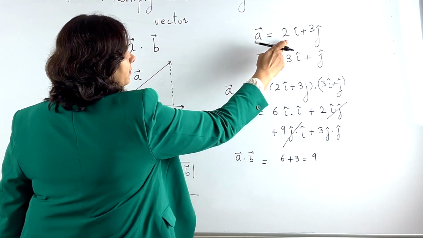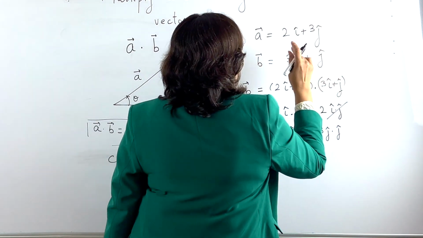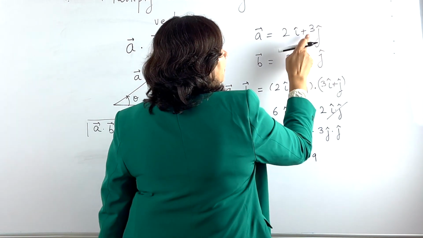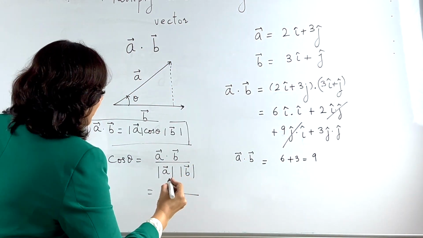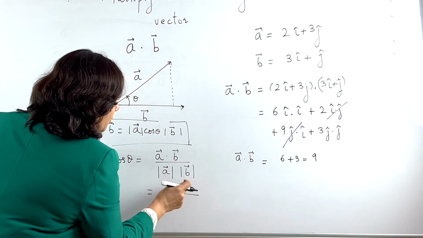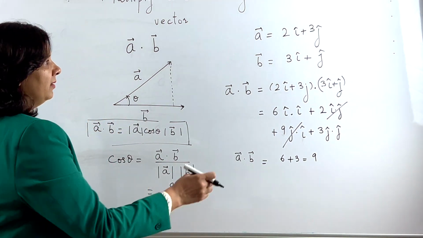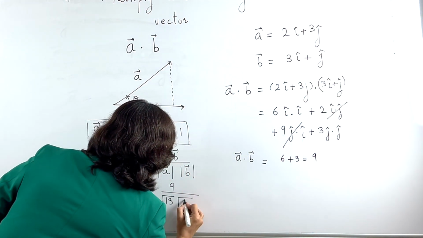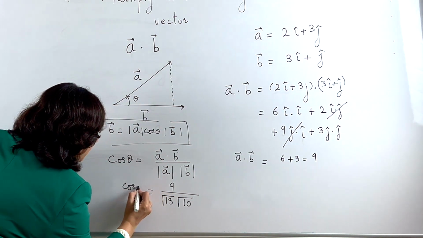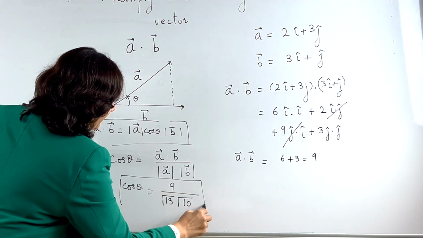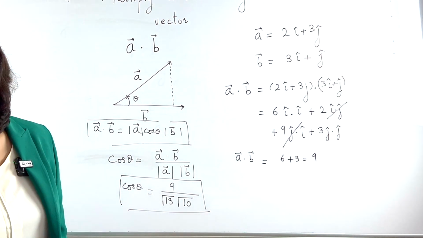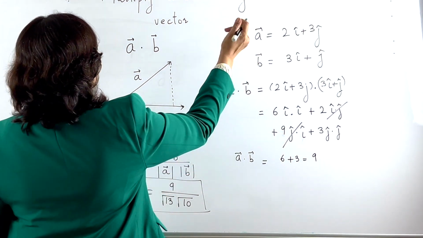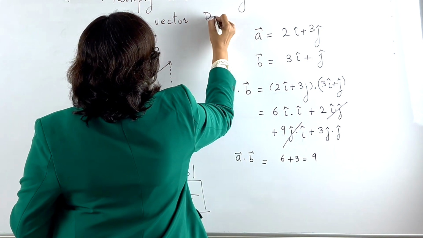Magnitude of A will be 2 square plus 3 square, 9 plus 4, 13, square root of 13. And similarly we can also find the magnitude of B, that will be 9 plus 1, 10, square root of 10. From here you can easily calculate the angle between the two vectors, okay. So this was all about the dot product. We also call this dot product as well as scalar product.